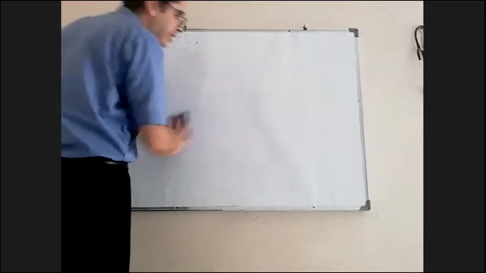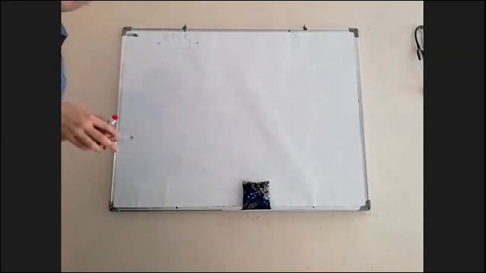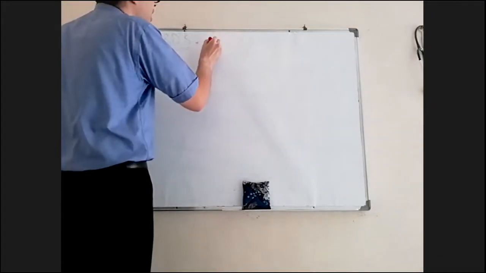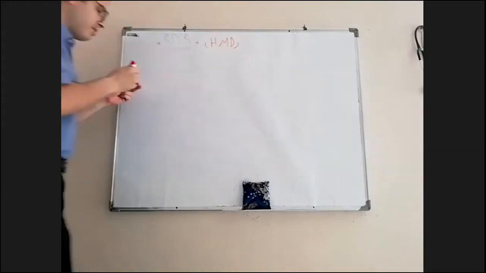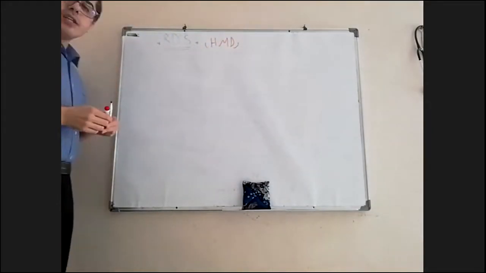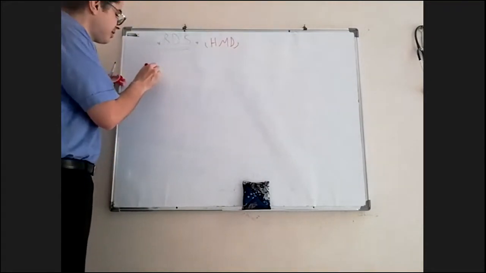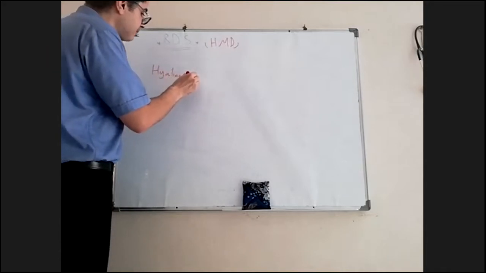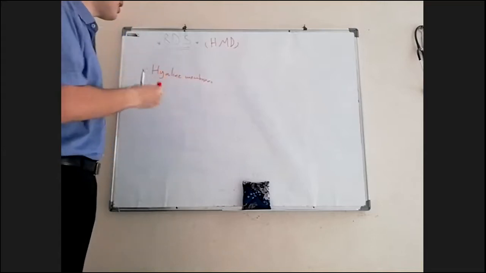So RDS, respiratory distress syndrome, has another name. The other name is HMD, hyaline membrane disease. Why do they call it hyaline membrane disease? Because there is hyaline membrane. So the name tells us there is hyaline membrane. The alveoli are lined with hyaline membrane.